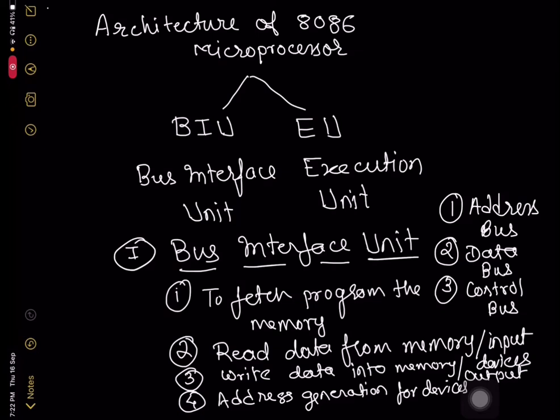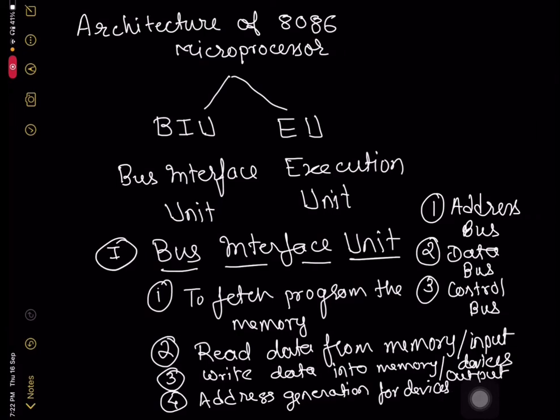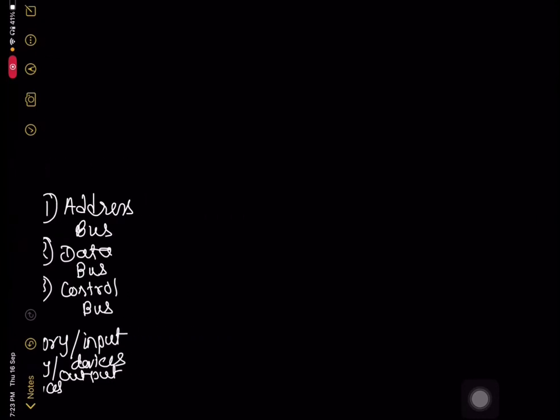It fetches the program from the memory, it reads the data from the memory, it writes data into the memory, or it reads the data from the input device, or it writes the data onto the output device. And for all these devices, whether reading from the memory or writing into the memory, the processor needs to generate the address, and this address generation will also be done by the bus interface unit. So the first unit, half the portion, is the bus interface unit.